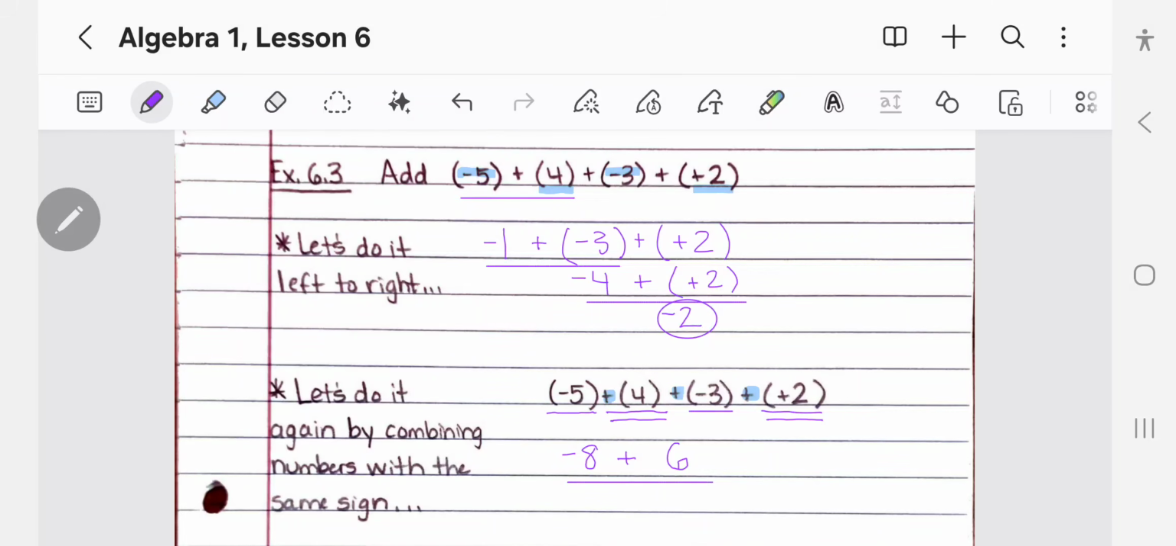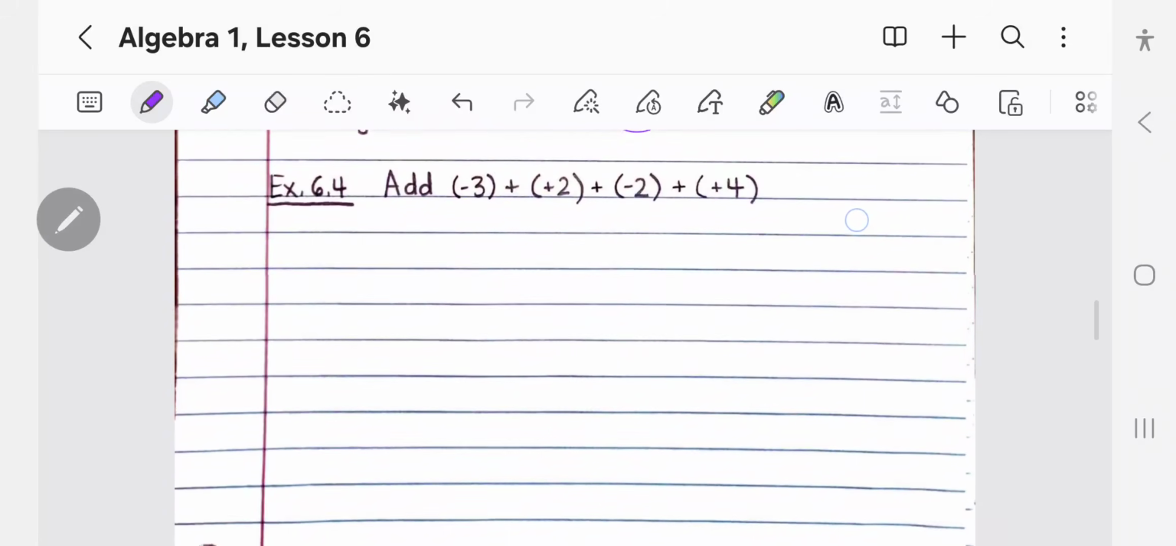Now that I have all my negatives together and all my positives together, I can add this sum. Now is when I'm going to be adding things that have different signs. So I'm going to subtract their absolute values. 8 minus 6 is 2, and I keep the sign of the one with the largest absolute value. Negative 8's absolute value is 8, and since it was negative, the answer is going to be negative. And you can see whichever way is easier for you to think about it, you're going to get the same answer. Let's do one more example.